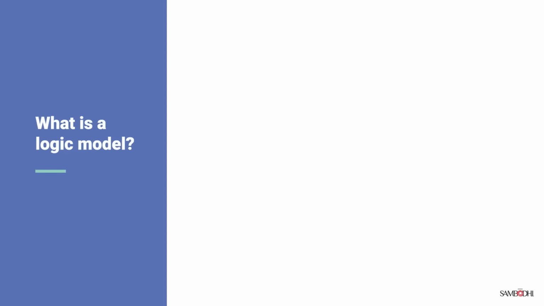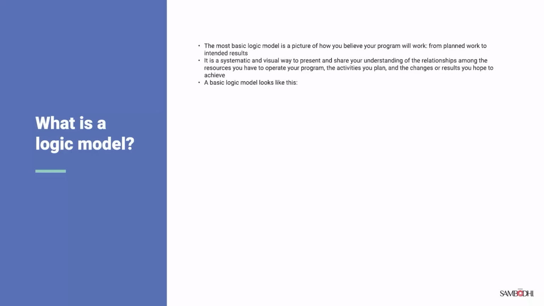Before we delve deeper into these concepts, we must understand what a basic logic model means. A logic model is a systematic and visual way to present relationships among the resources you have to operate your program, the activities you plan, and the changes or results you hope to achieve. This is what a basic logic model looks like.